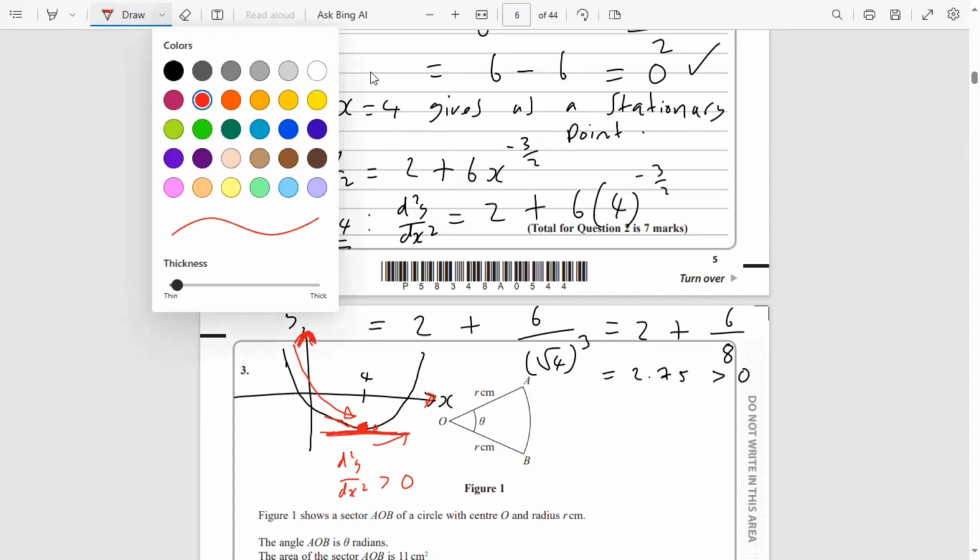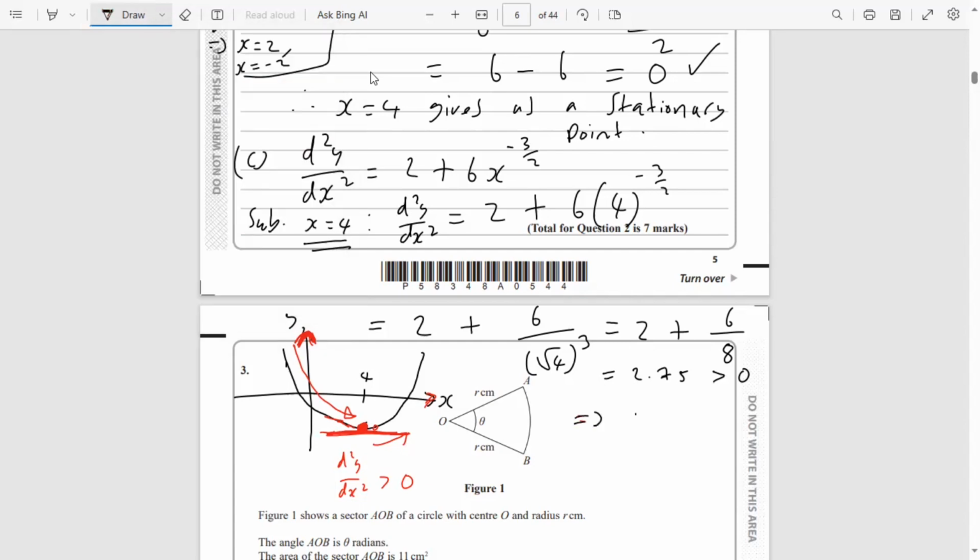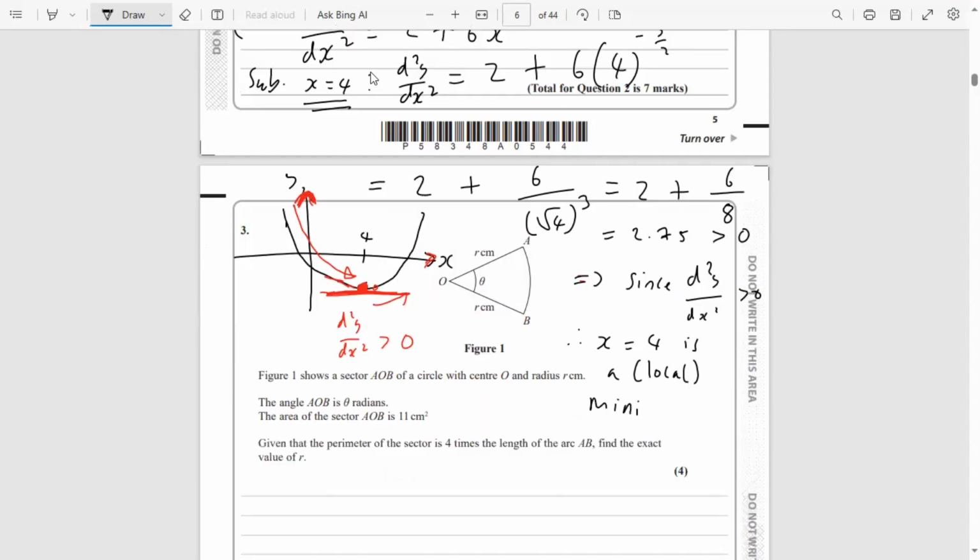So what this is telling us is that therefore, sorry, let me just get my pen to load up. There we go. So that means that therefore, since d2y over dx squared is positive, that means that x equals 4 is a minimum point. So I mean, really in reality, you should call it a local minimum point. But in A-level maths, you can just call it a minimum point.